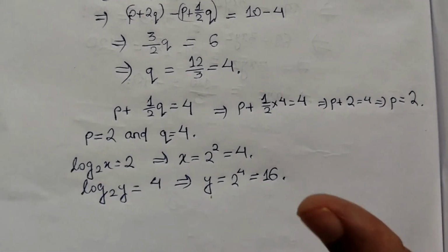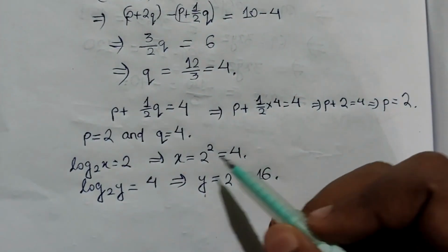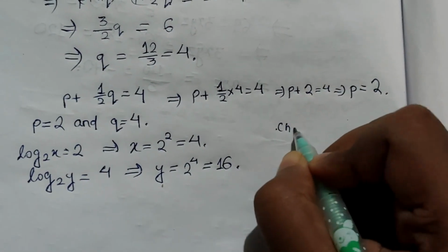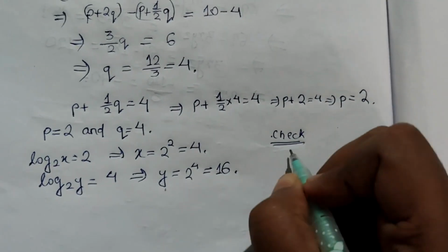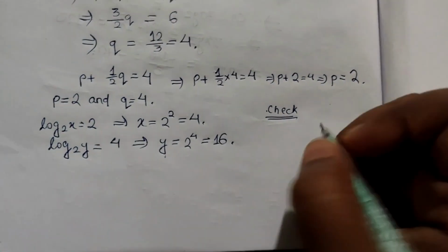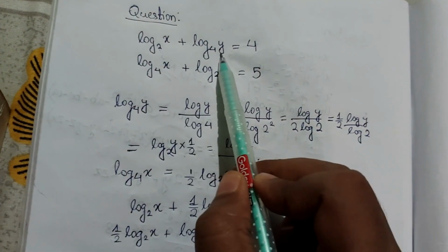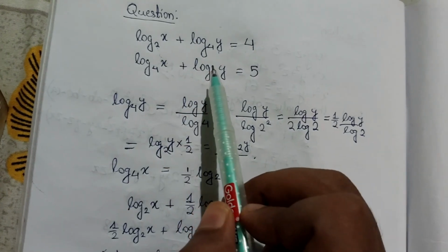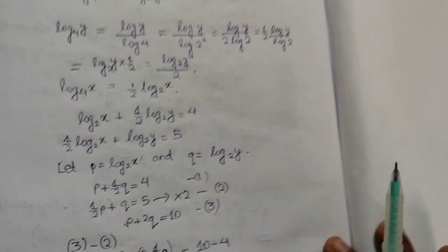So now we can do a quick check to verify whether our solution is right. x is 4, y is 16. Initially we had log base 2 x plus log base 4 y must be 4, and log base 4 x plus log base 2 y must be 5.